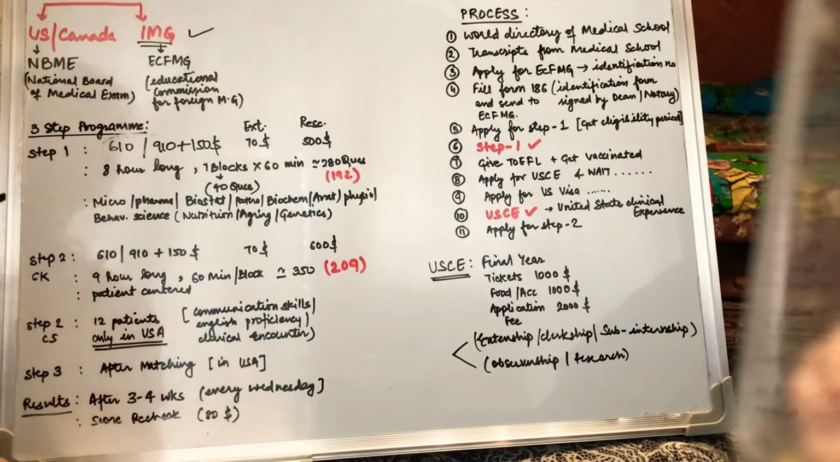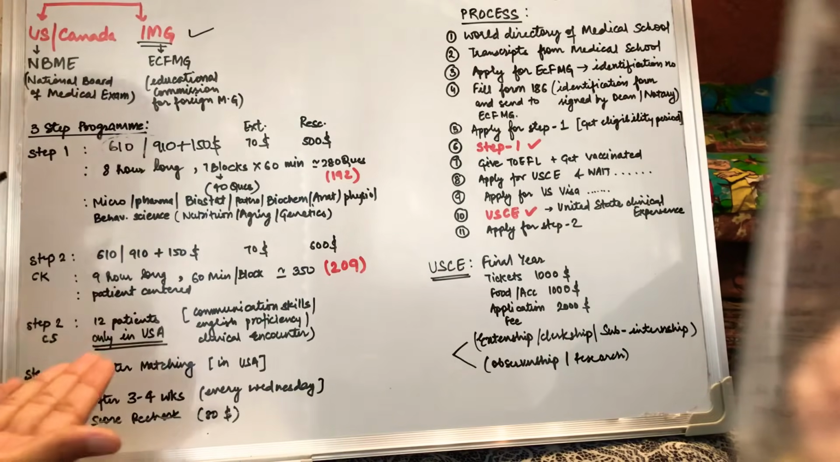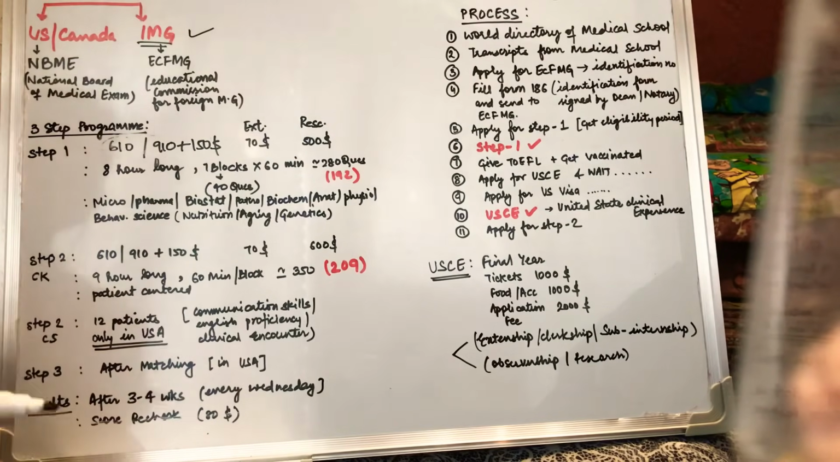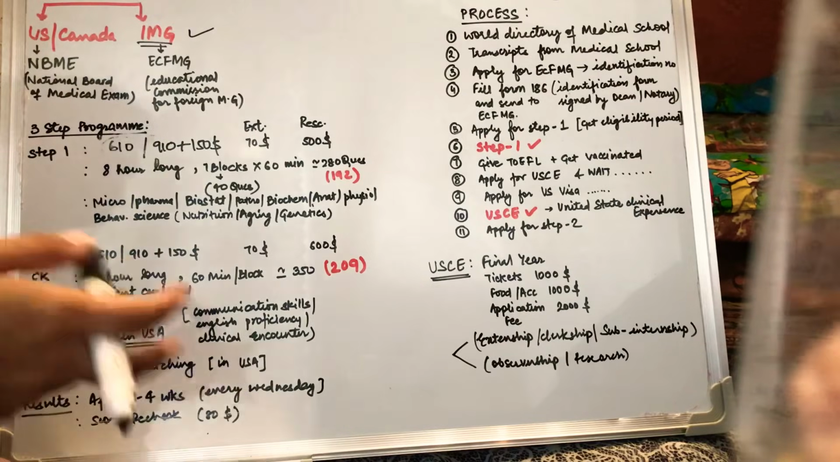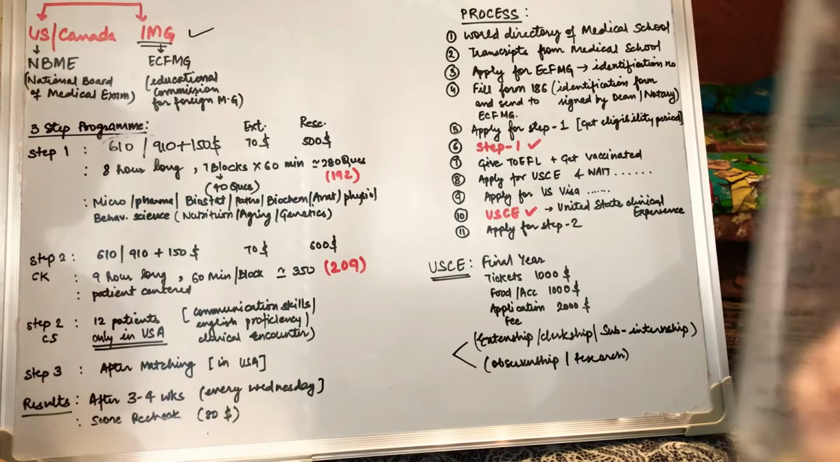The fourth step will be to fill form 186. This is a form which is available online. You must get the identification number form signed by your dean, and then you should get it notarized. And after all this procedure, you'll send the documents back to ECFMG. Now this step means you are a certified student of your medical school. This step is basically to get a certification, to get a verification.